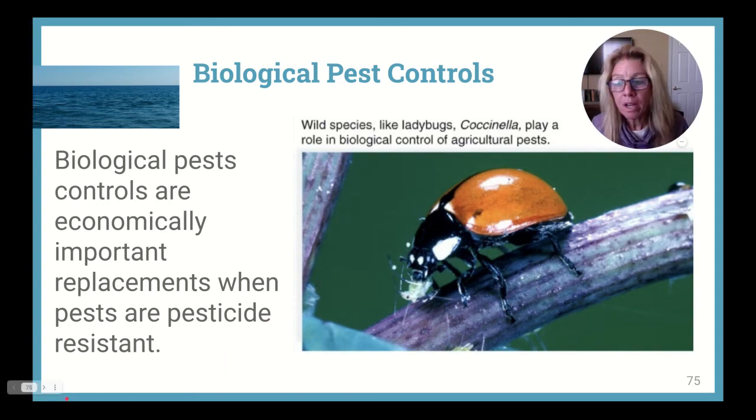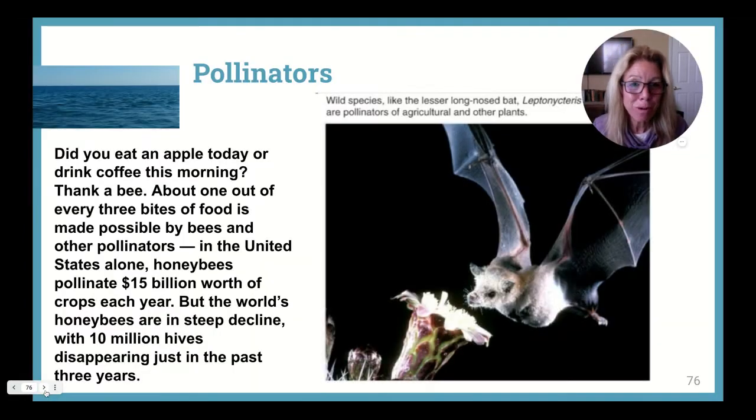Okay, and then another one is we need to have those crops pollinated. So I think this is an interesting stat. If you ate an apple today or drank coffee this morning, think a bee. About 1 out of every 3 bites of food that you eat is due to pollinators like bees. In the United States alone, and this is what you need in your notes, about $15 billion worth of crops each year are dependent upon bees. There are other pollinators too, like bats. And we need to make sure that we're protecting the habitats of all of them.